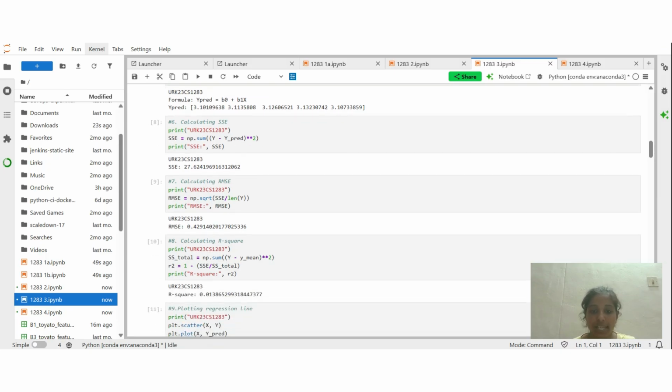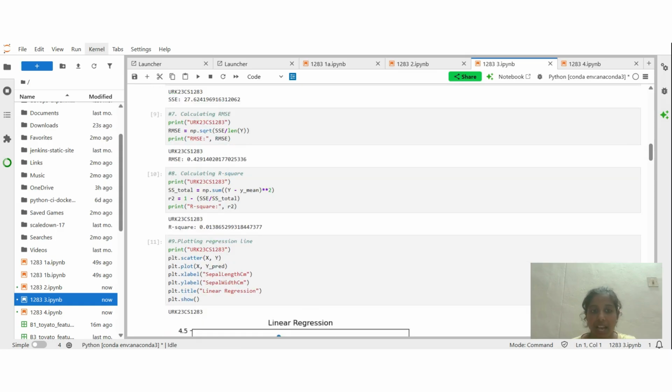And sixth one is SSE, the difference between actual and predicted. That is what is meant by SSE. SSE measures total prediction error. And seventh question is RMSE, that means square root of SSE. It shows the average prediction error. SSE will show the total prediction error, and RMSE will show the average prediction error.